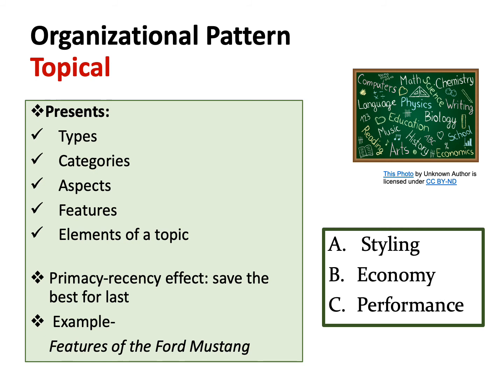Topical is another organizational pattern, which is just organizing it by topic, whichever topic you prefer. So in this case, if we're wanting to talk about the Mustang and we didn't want to go by time or space, maybe we want to talk about the styling, the economy, and the performance. And those could be your main points. You would be talking about different types of things, categories, aspects, or features, or different elements of a topic. We usually like to have the best in the last point. So that's called the primacy recency effect. And sometimes that's a really good strategy.